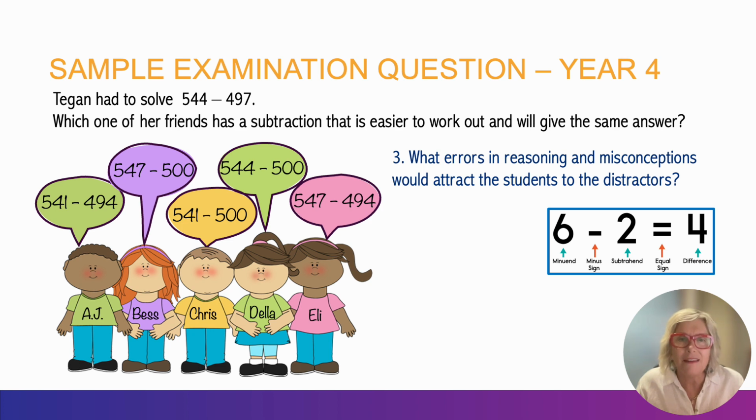Della, another transforming error. The student may have rounded 497 to 500, but not compensated by adding 3 to the minuend. And Eli, again a transforming error. The student has probably misapplied the correct process for simplifying a subtraction calculation. That is, thinks that if they decrease the subrahend by 2, the minuend must be increased by 2.